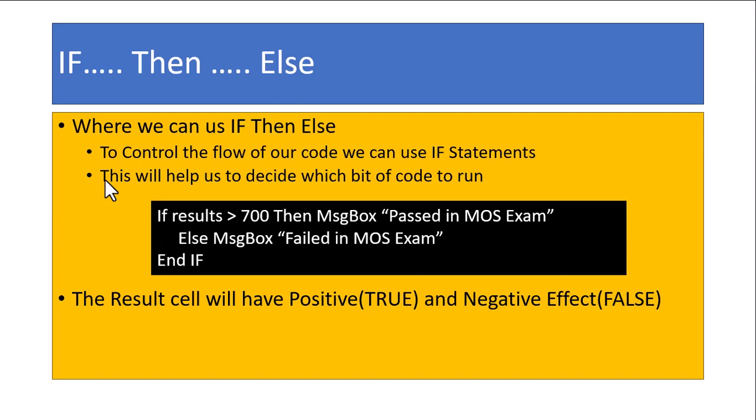This is the code sample that I mentioned here. This is the same code that I'm going to write. Again, I will add one more math operator here, because I just gave anything above 700, but even 700 is a pass mark for you to clear the MOS examination here.